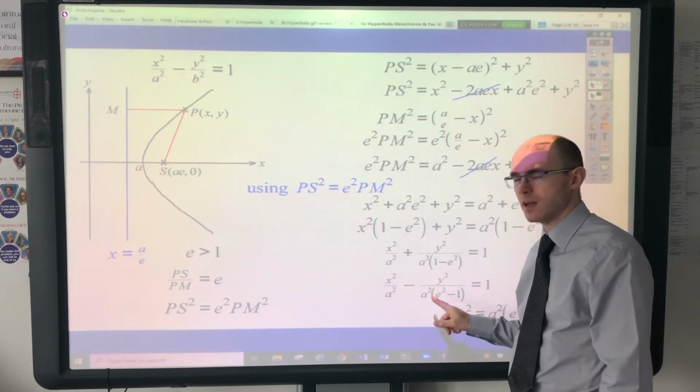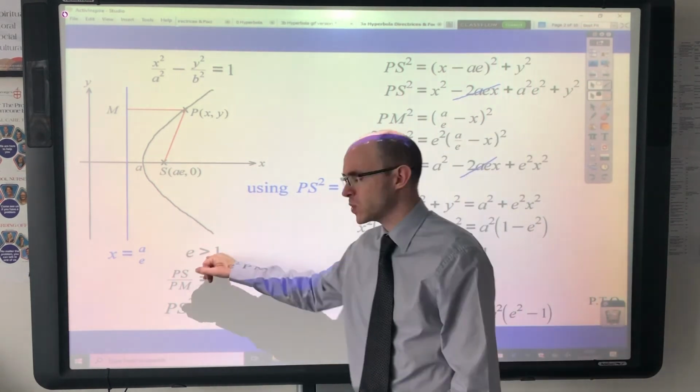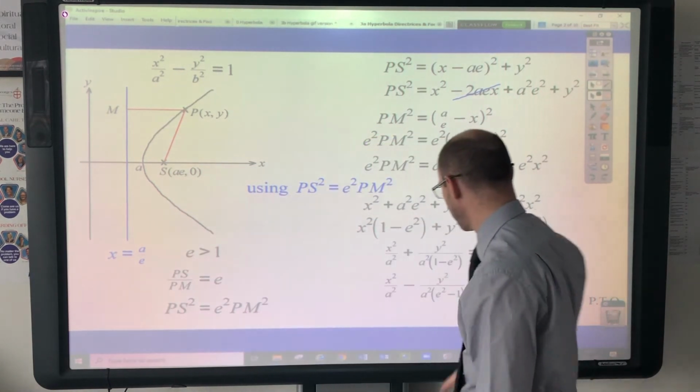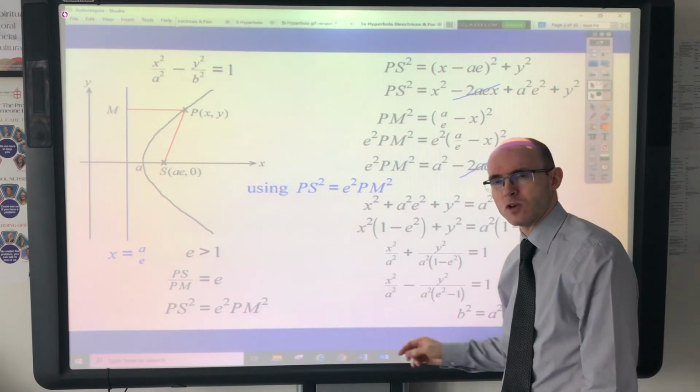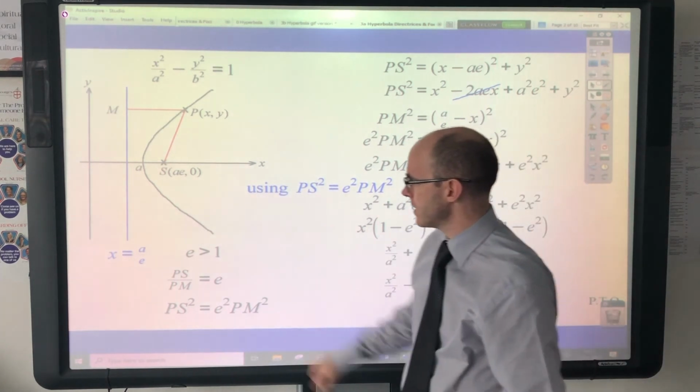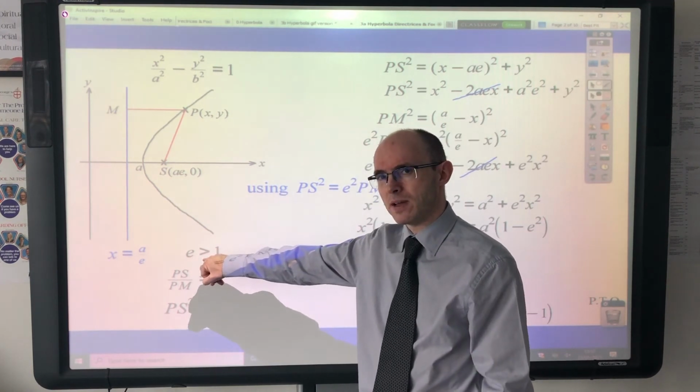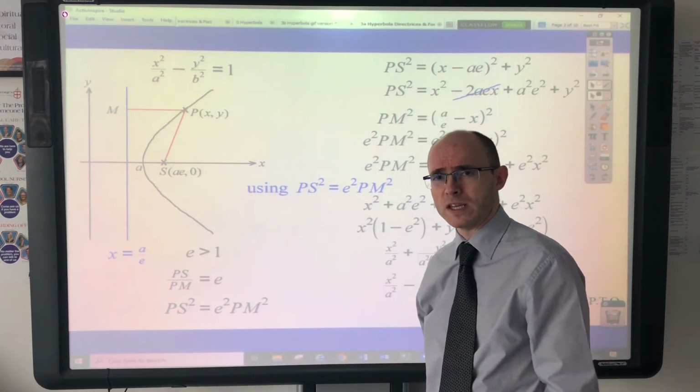the sign doesn't change. If you substitute a value of e between 0 and 1, that bit there is going to be negative, and you go back to the ellipse. So algebraically, that's why this is for the hyperbola and e between 0 and 1 is for the ellipse.